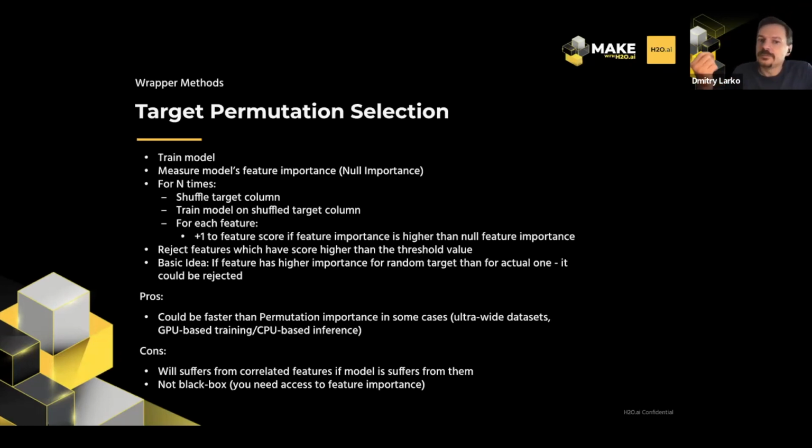Same problem: if you have highly correlated features, this approach is going to suffer from them because the model suffers from them. It's kind of black-boxish because you still need to have access to feature importance, which you can calculate using the previous approach, but it's going to be quite a complicated schema by the end of the day.